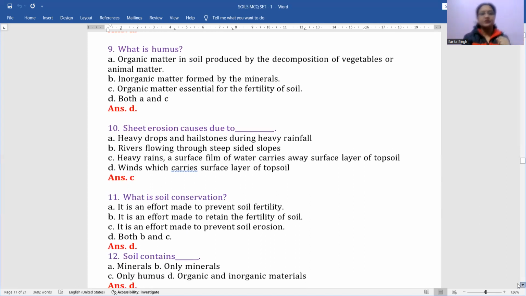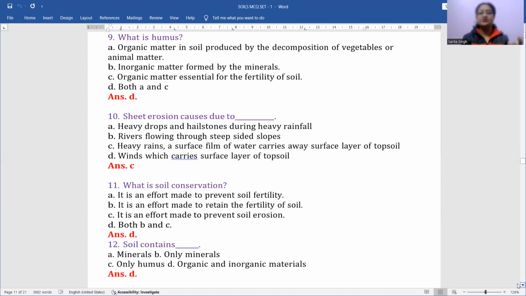Okay, next, what is humus? It is organic matter in soil produced by the decomposition of vegetable or animal matter. Inorganic matter formed by the minerals. Organic matter essential for the fertility of soil. Or both A and C. Yes, A and C both are correct in this.